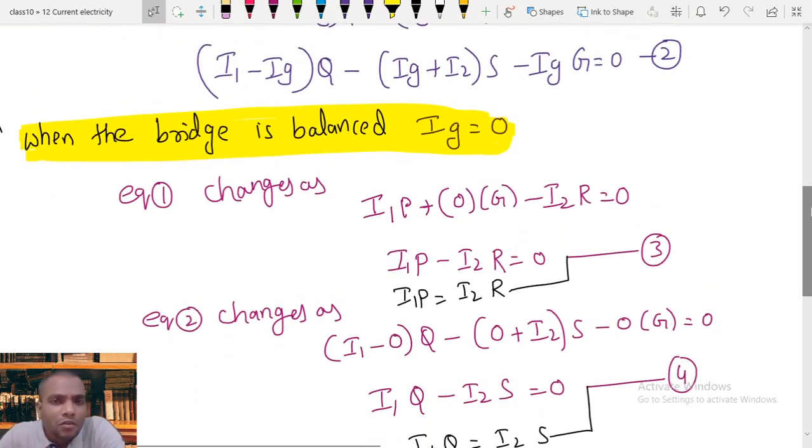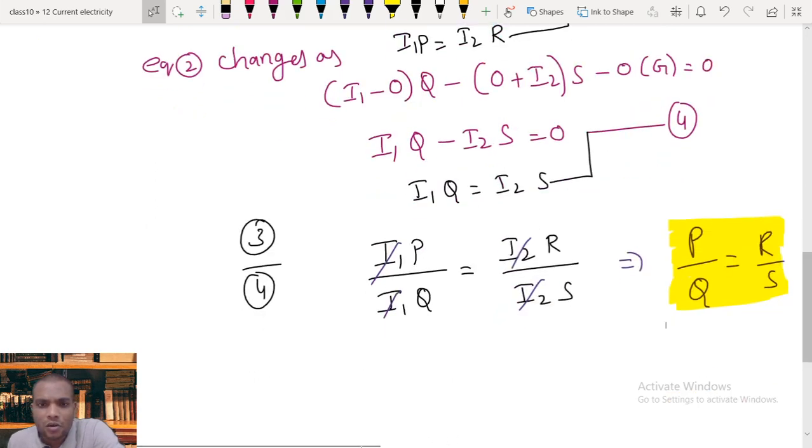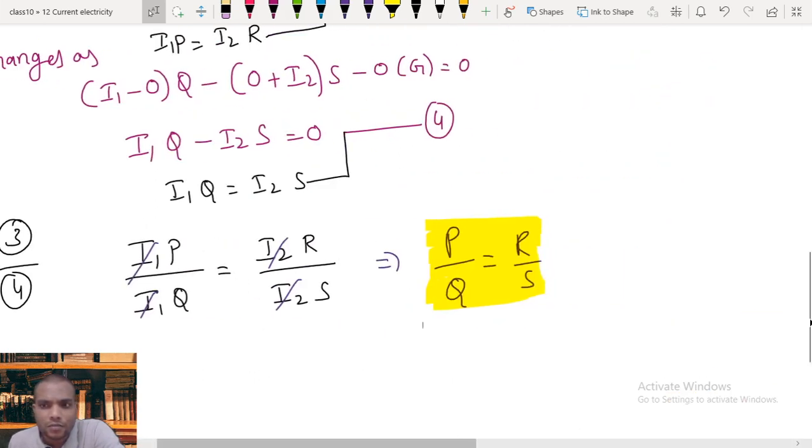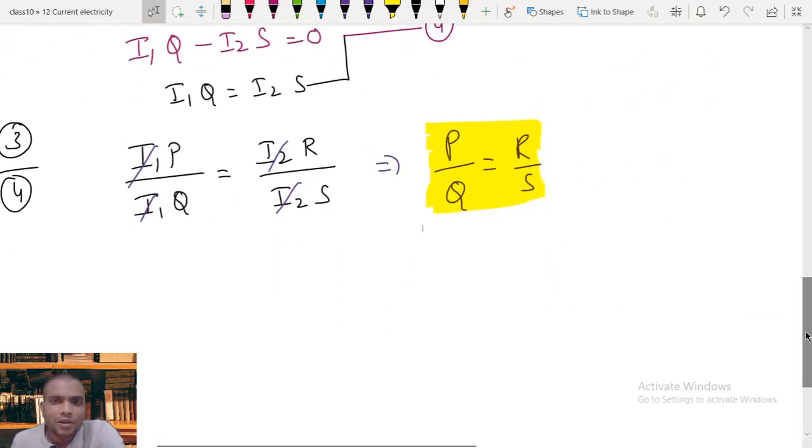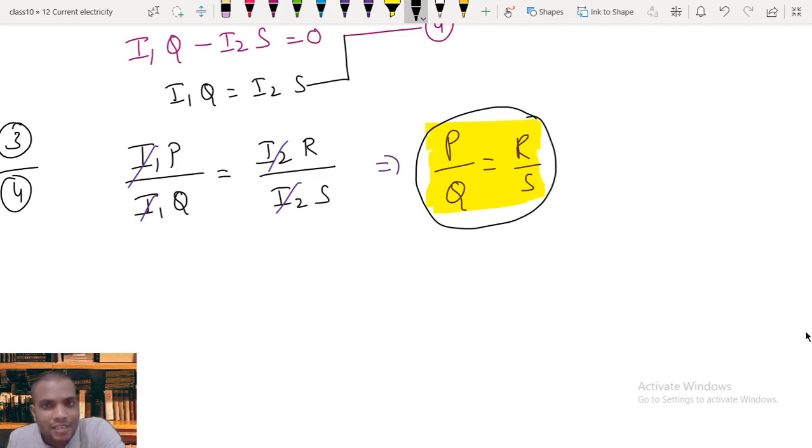Now when the bridge is balanced, it means the current flowing through the galvanometer is 0, then we are able to get the ratios of resistance. Whatever resistance values we have taken, with those resistance ratios, here we can easily find the value of the unknown resistance.